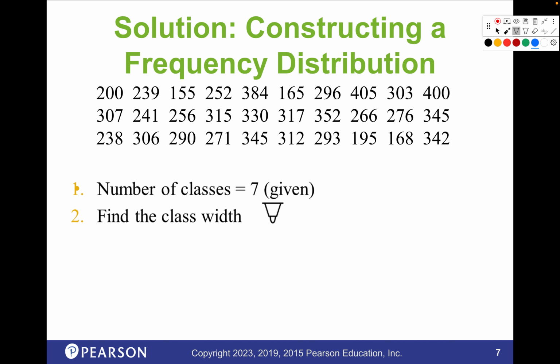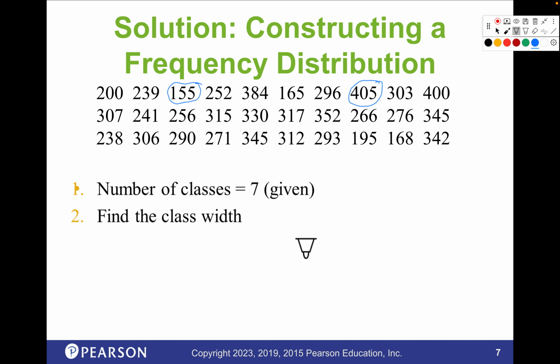So number of classes, we were told 7. Now find the class width. The way we go about finding the class width is we find the largest, and you'll see 405 is the maximum. There's 400, but nothing bigger than that. And then 155 is the smallest. The reason I was able to pick those off so fast is I've spent the last 2 days working through how I was going to do the spreadsheet. So I've done this several times, but it might take a little bit of time looking at those.